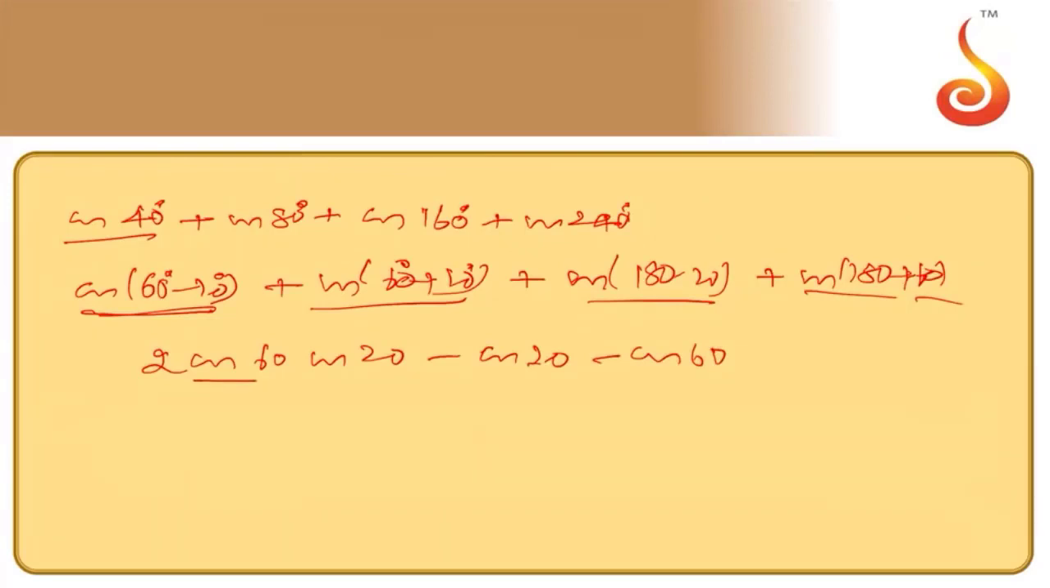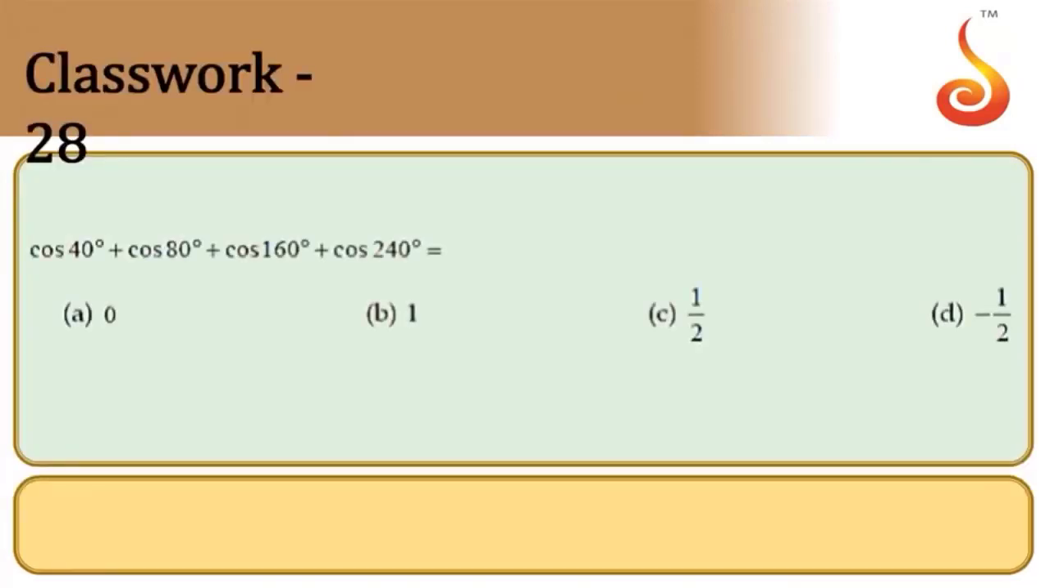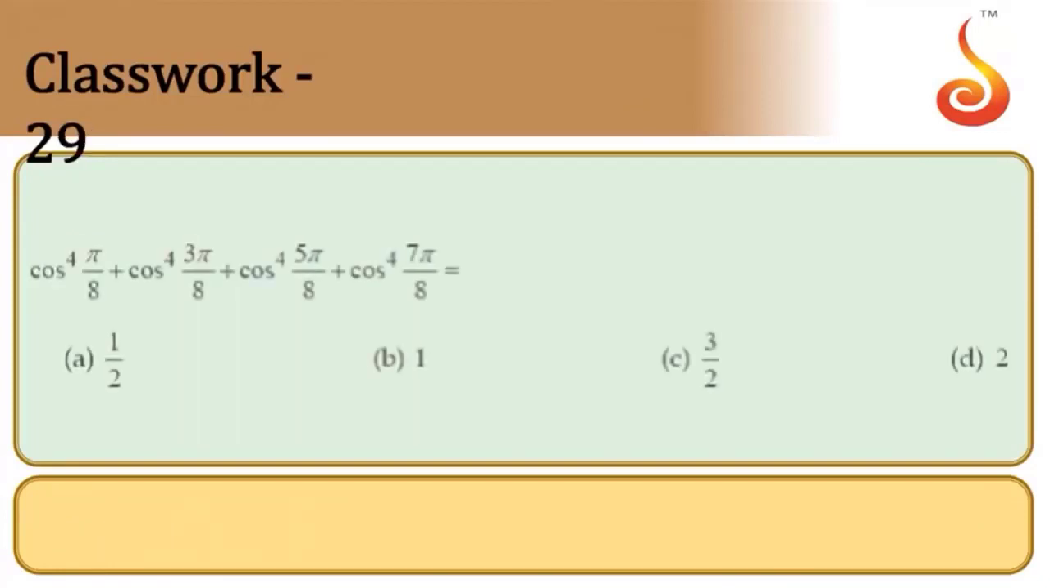The value of this is equal to half, and half gets cancelled, so we get cos 20 minus cos 20 minus 1 by 2. The answer is equal to minus half. So the answer is minus half. The answer is B, D.